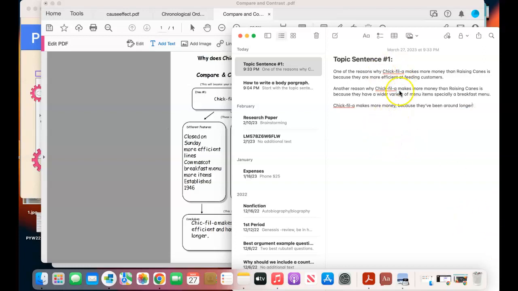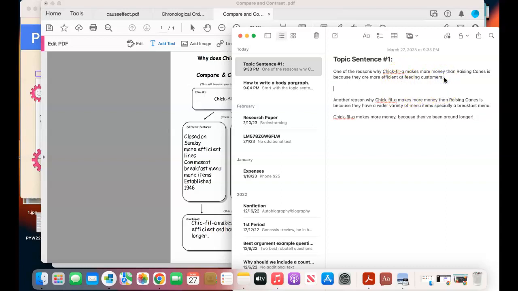Now, these are going to start my paragraphs, right? So, I'm going to have one paragraph about their efficiency, another paragraph about their breakfast menu, and another paragraph about them being around longer. So they've had more time to build more stores and all of those different things, right?